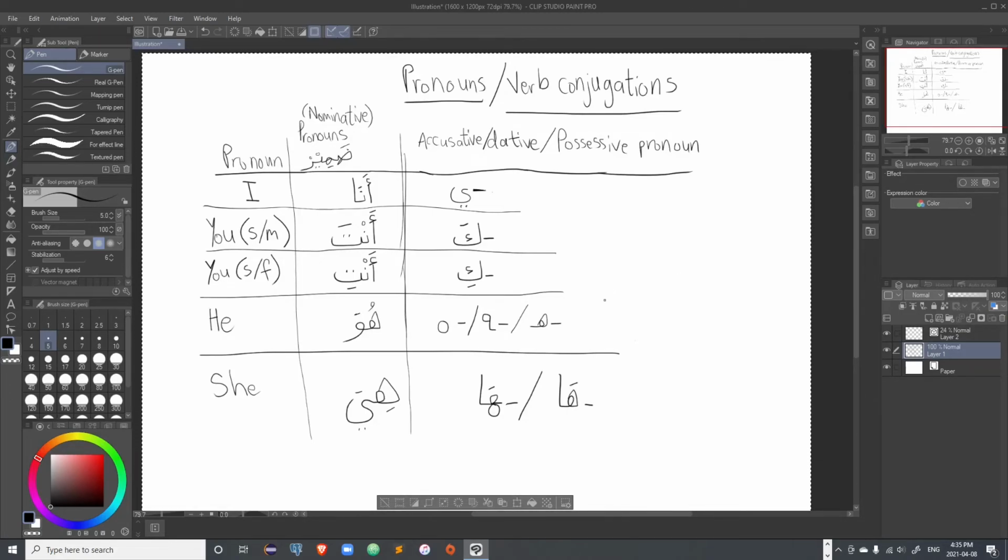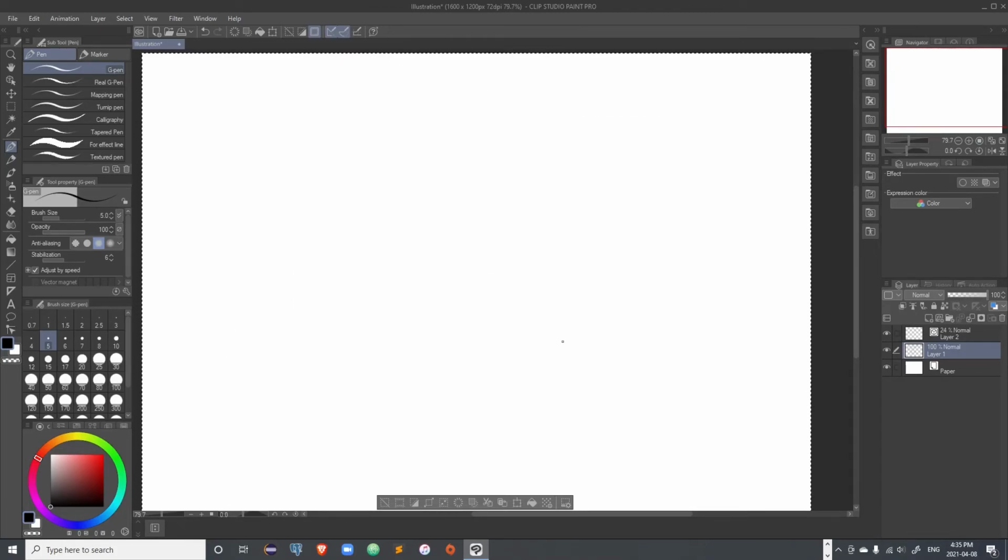Now we have finished with the singular pronouns. We will move on to the plural pronouns. And if you recall, plural nouns in Arabic come either in the dual form, two nouns only, or more than two. So we will cover the dual form first and then the multiple form then.